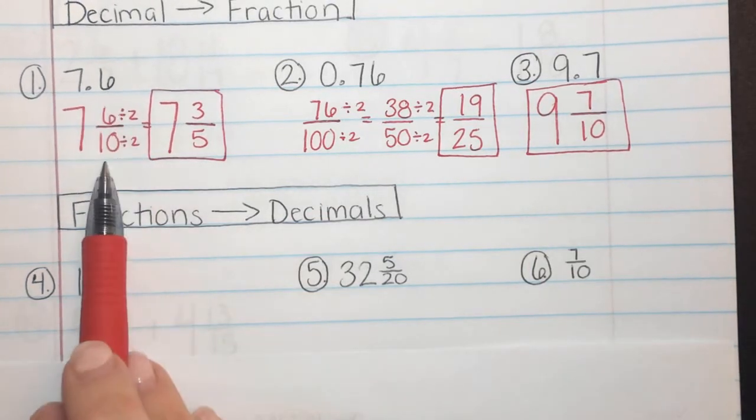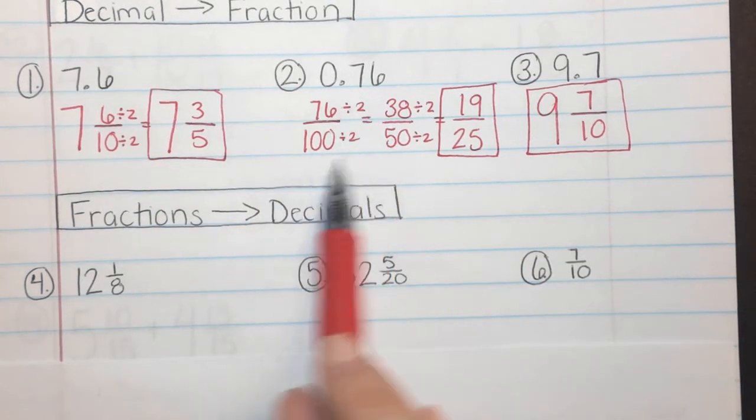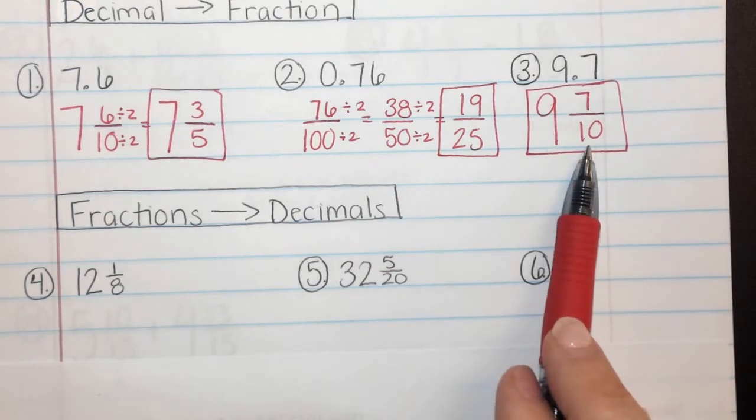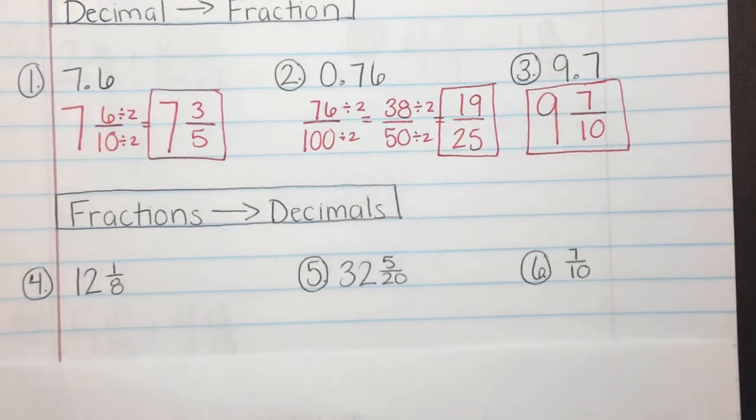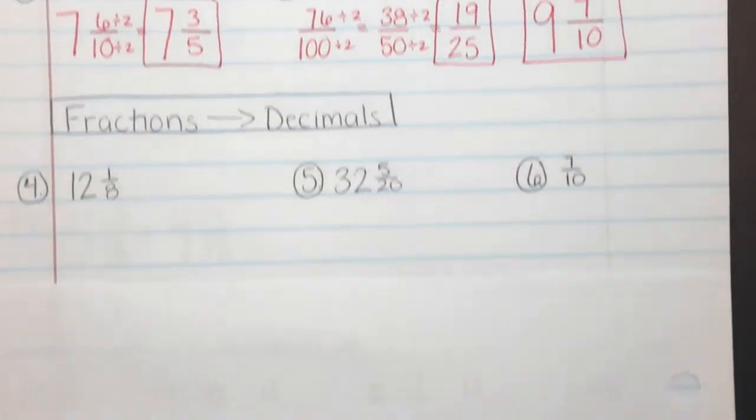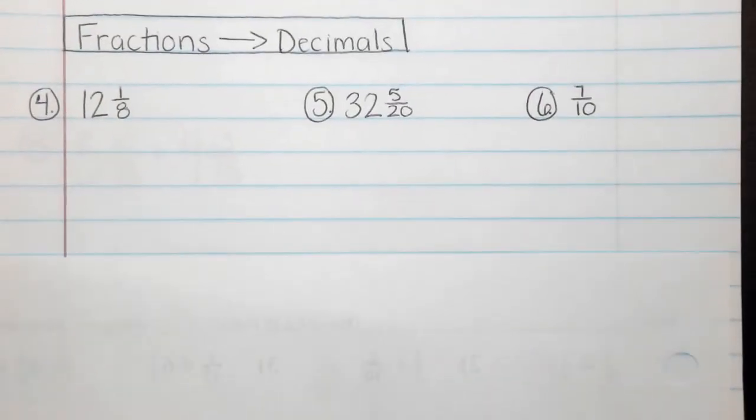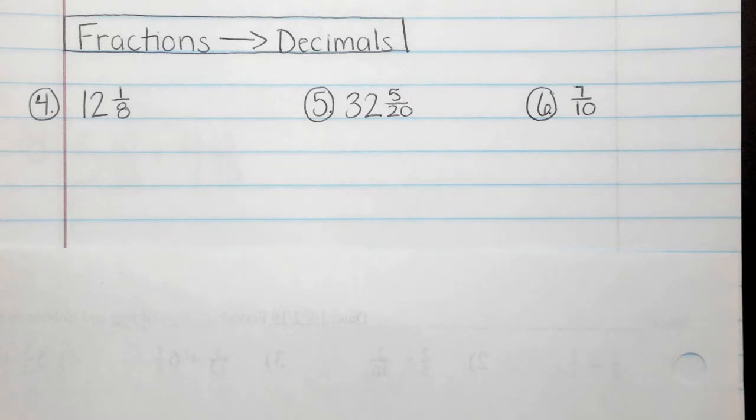Remember, one number behind it gives me 10. Two numbers give me 100. One number again gives me 10. All right, so I want you working on those next three. And we'll go over them in just a moment.